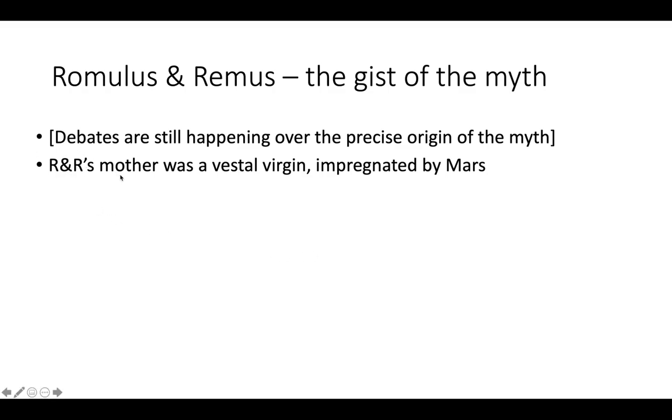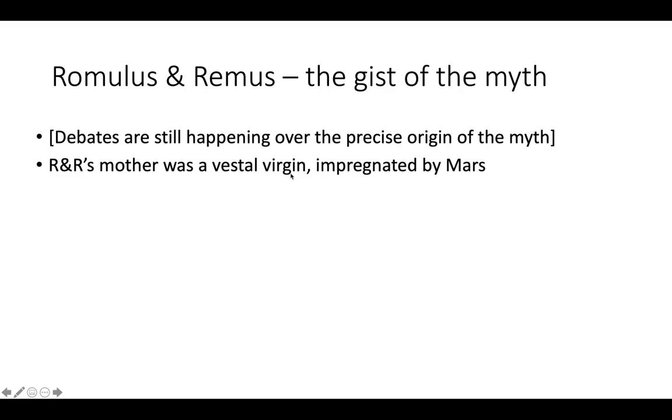These two twin boys were born to this Vestal Virgin. This doesn't make a lot of sense, virgins having babies. I mean, if you're raised Christian, it might make more sense. Mary's a virgin and she had a baby. Okay, so here's a similar story. There's this virgin who somehow is impregnated and has twins. The origin of the story, perhaps she was raped by a god. In some cases it's Mars, in some cases it's a king or something.